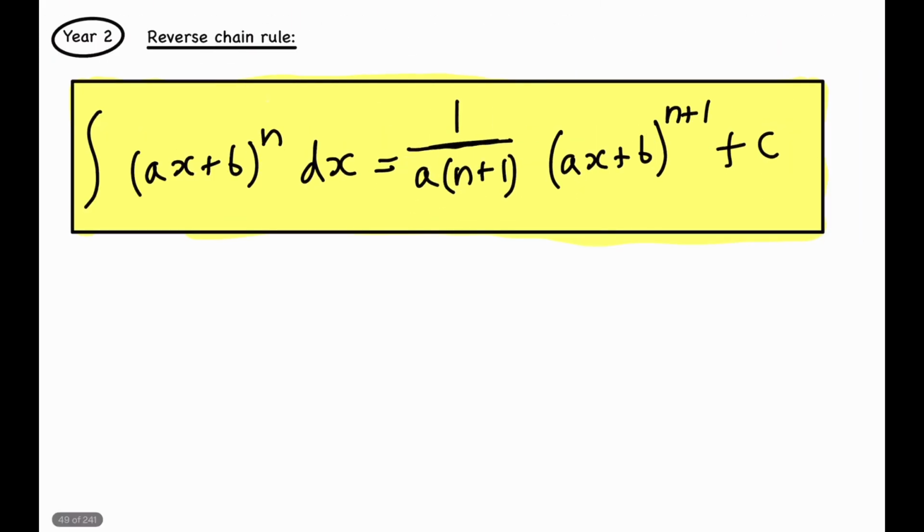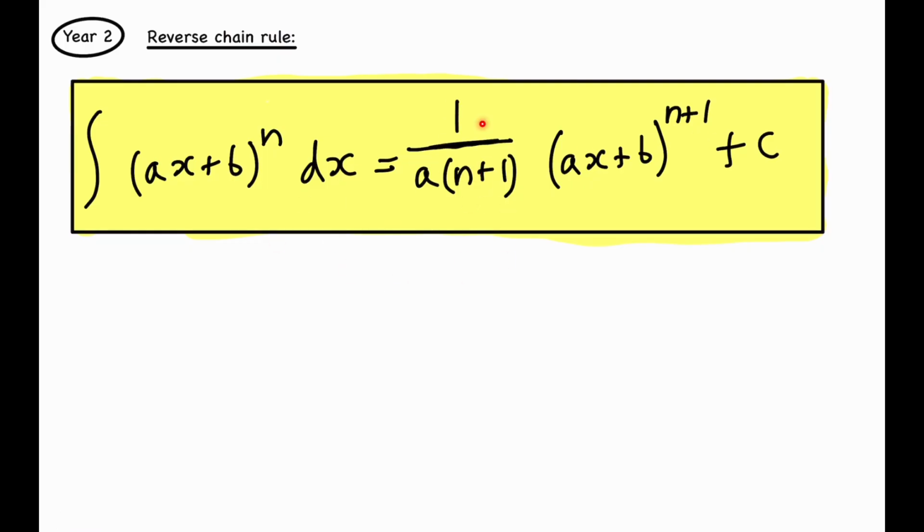So now let's move on to year 2 integration. We've done all of year 1 so far. Reverse chain rule. Reverse chain rule is a bit technical, but the basic idea is if you have a function that looks something like this, you can apply chain rule in reverse. You would imagine this is your u, so your u in chain rule, and you would increase your power by 1 and divide by whatever, because when you do chain rule, you multiply by the a, because when you differentiate this, you're going to be left with a. So because this is integration, you'll do the opposite, so you divide by a and divide by the new power as well. So that's why you have this.